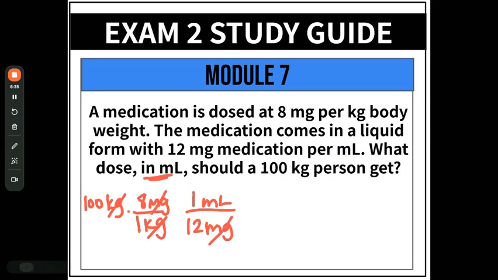All right, so this cancels out and we can multiply across the top. So I've got 100 times 8 times 1 gives me 800. And on the bottom, 1 times 12 gives me 12. And when I do 800 divided by 12, that gives me 66.7 milliliters.